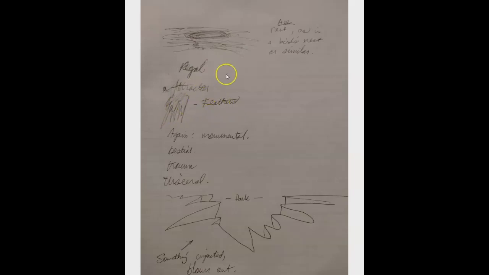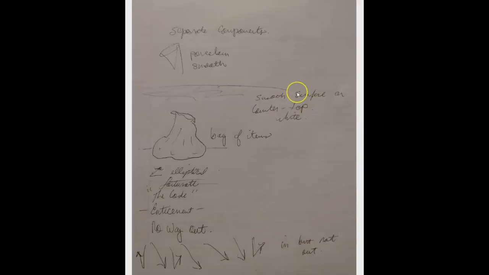Feathers. Perhaps this bird theme came in. Again, monumental. Bestial, trauma, visceral. You've got this dark cavity. It's dark, almost black in mind, and something impacted, blown out, exploded out, chunk, cavernous, that sort of thing. Separate components.